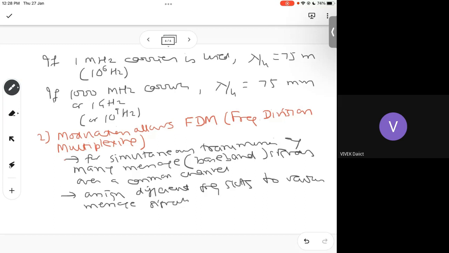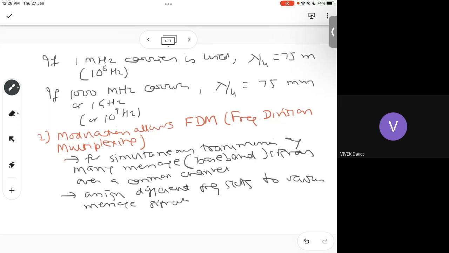Each is assigned a carrier. Obviously, the carrier we have to assign. So one becomes 1300, another becomes 1400, another becomes 1500 when it is overridden. And then your interference becomes almost nil. So that is another advantage of modulation, as I told you when we talked about FDM.